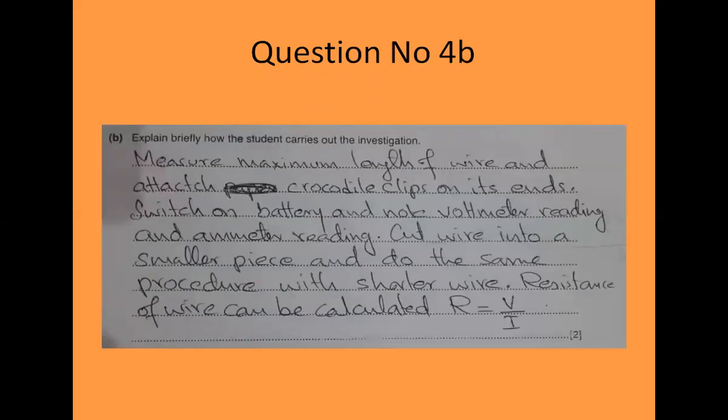So let me show you. He says, measure the maximum length of wire and attach crocodile clips on its ends, switch on battery, and note voltmeter reading and ammeter reading. Cut wire into smaller pieces and do the same procedure with the shorter wire. Resistance of the wire can be calculated with R equals V by I.